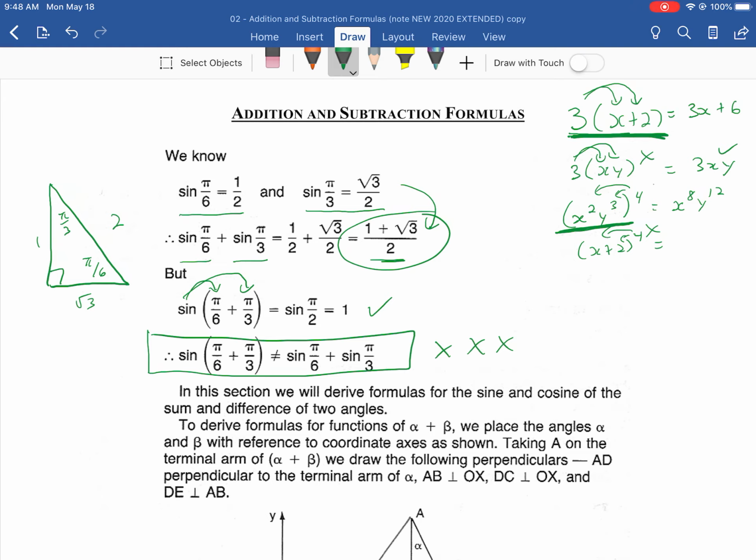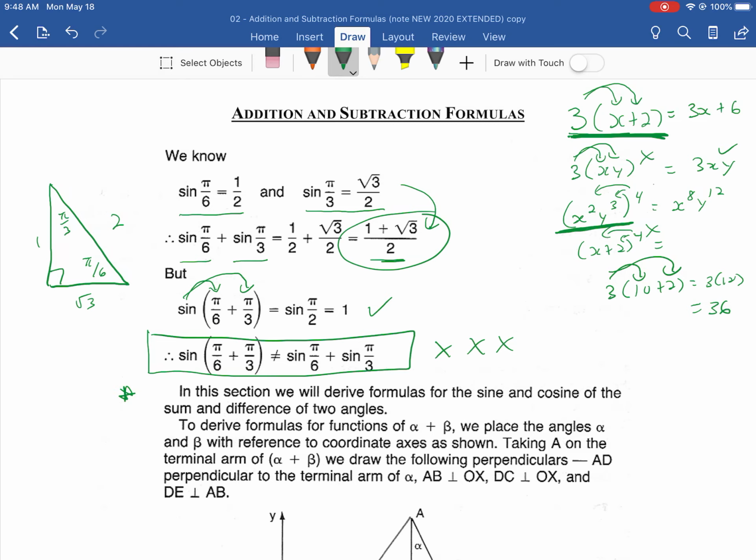When we did distribution of multiplying over addition, that gave right answers. When you do it with sine, it just doesn't give right answers. That's been established here. Like, for instance, if you go 3 times 10 plus 2, you get 3 times 12, which is 36. You get the same answer if you do it this way. So it works, but for sine, it doesn't work.